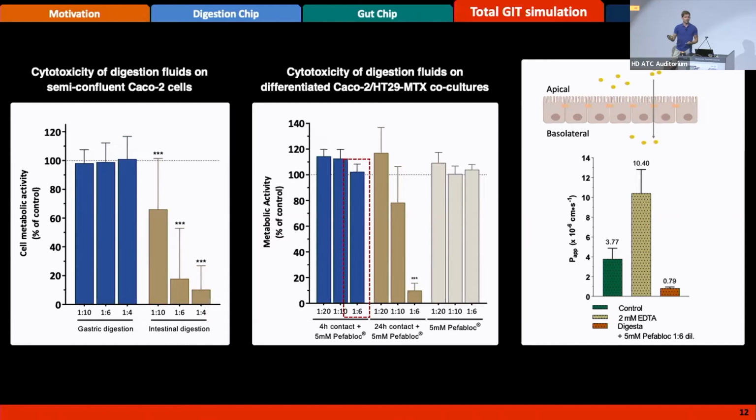So we are finally able to do digestion on chip and then use the same fluids from digestion to run them on the gut chip, and in this way start to simulate, let's say, a total gastrointestinal tract on chip. And I think that's it.